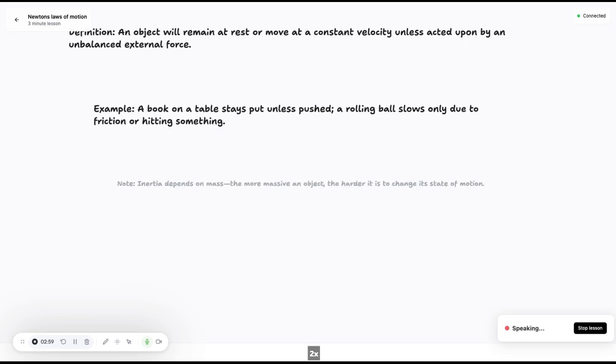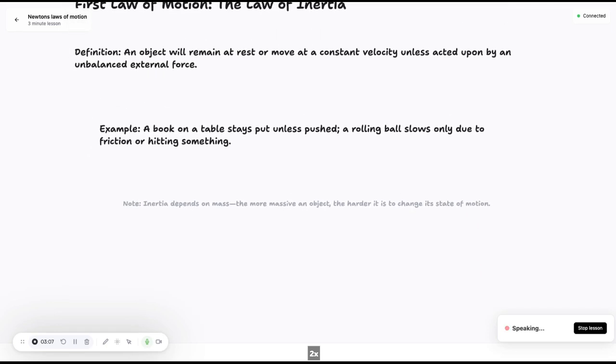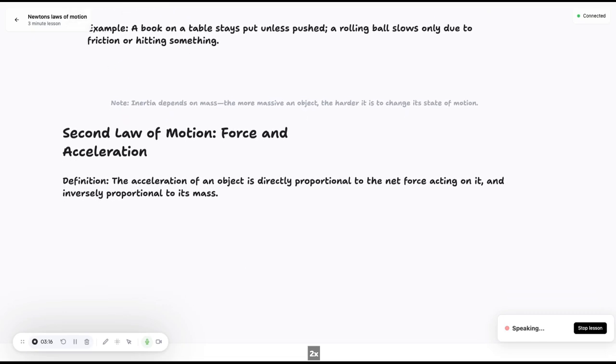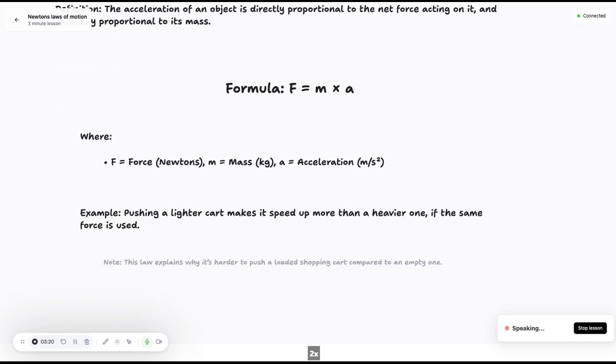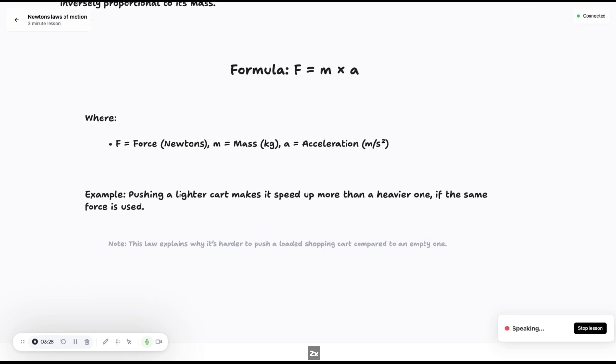Understood. Great. Now, moving on to the second law, force and acceleration. Newton's second law connects force, mass, and acceleration. It says that the acceleration an object experiences depends on two things: how much force you apply and how heavy or massive the object is. The famous formula that comes from this law is F equals m times a, where F is force measured in newtons, m is mass in kilograms, and a is acceleration in meters per second squared.